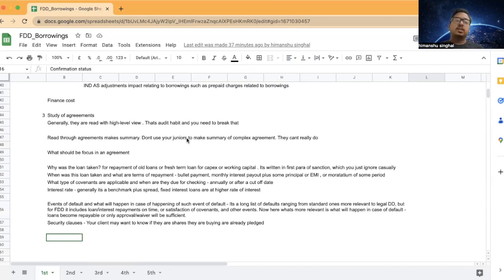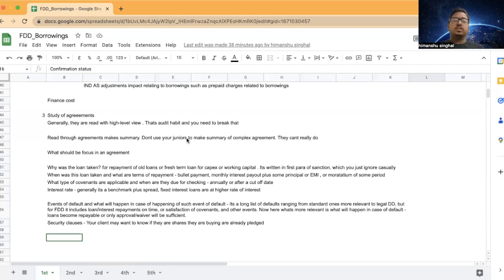Now, interest rate. Generally you won't get fixed interest rates like 8%, 10%, or whatever. In most companies, you'll find it's a benchmark plus a spread, maybe LIBOR, Euribor, something plus a spread of 2%, 3%, depending on your arrangement or negotiation with the bankers. But if you happen to find a fixed interest rate loan, those will be at a higher rate, and only when the company is really stressed do they go for higher rate interest loans.